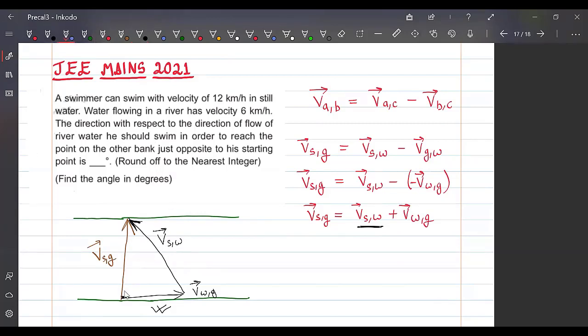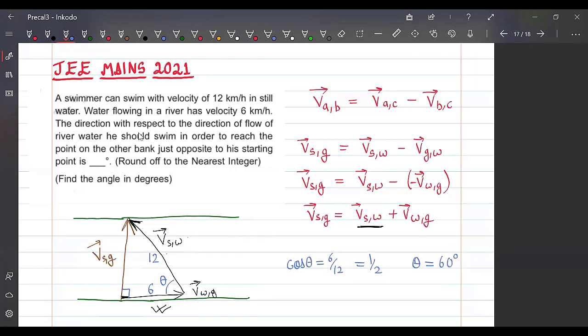For this triangle, this is a right angle triangle and values are given. Swimmer can swim with velocity 12 km per hour in still water. That means this is velocity of swimmer with respect to water. This side is given to me as 12. And water flowing in a river has velocity 6, so this is given to me as 6. If I want to find this angle theta, I can write cos theta equals 6 by 12. That will be equal to half. So here theta is equal to 60 degrees.